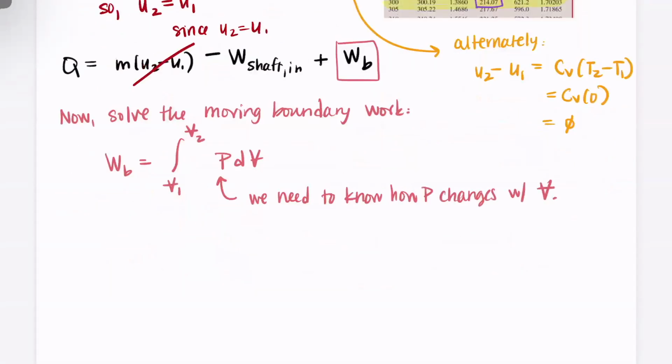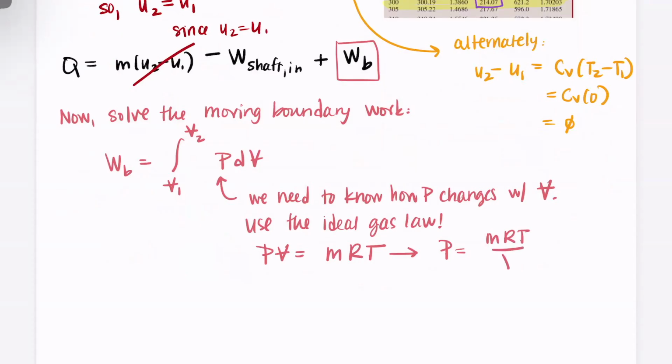But we have the ideal gas law, right? So we'll use the ideal gas law. So we have that PV is equal to mRT, and just solve this for P. So we have P is mRT divided by V, right?